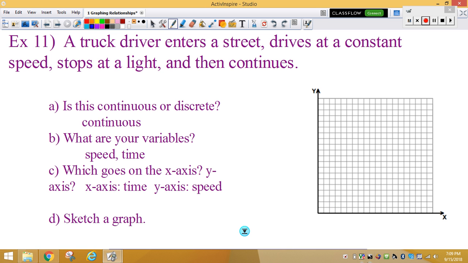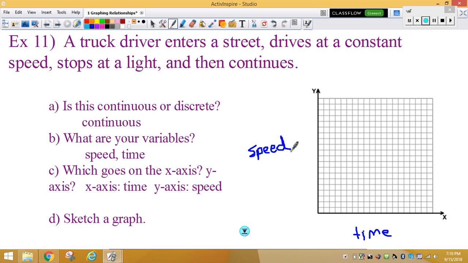So important things to know. I will count off if you do not label your graph. So this is your x-axis. X-axis, quick review, is on your bottom. It goes horizontal, and I'm going to put time down here. Your y-axis goes vertical, and that's going to be my speed.